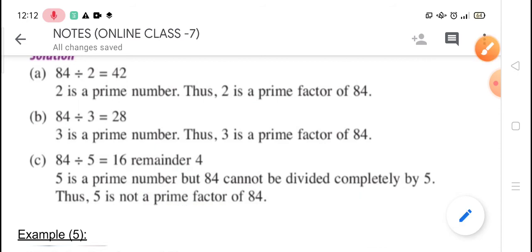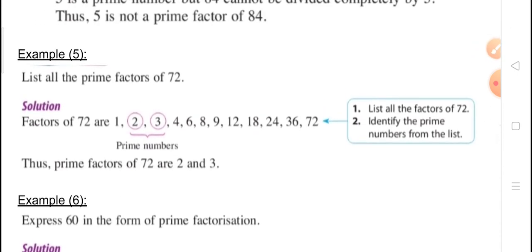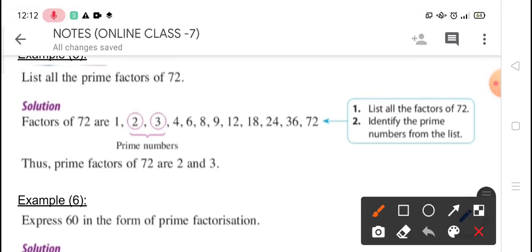Okay, next, example 5. List out all the prime factors of 72. So the keyword here is list out all the prime factors. So what do we need to do? First step, we do the factors. How to do factors? As I told you just now, start from 1. So 1 multiply 72, we get 72.